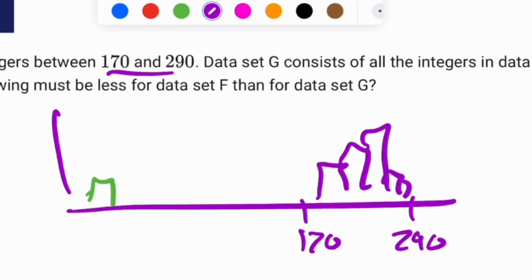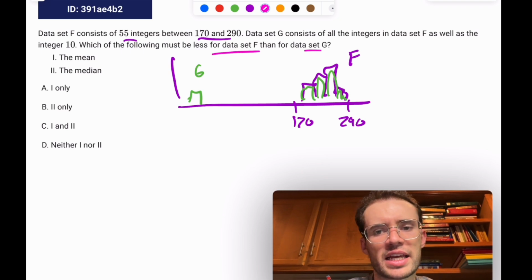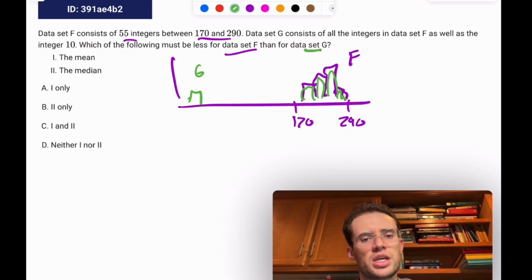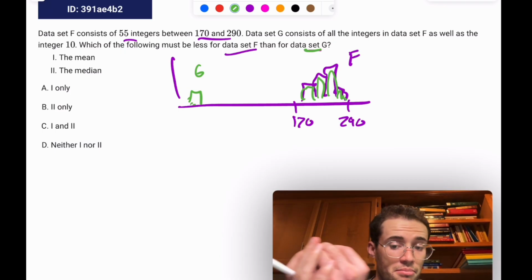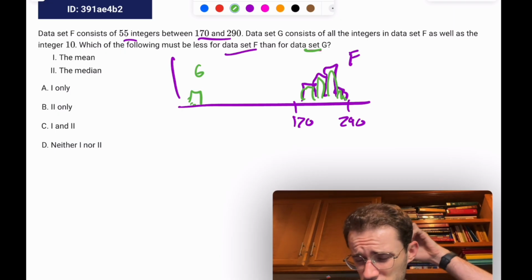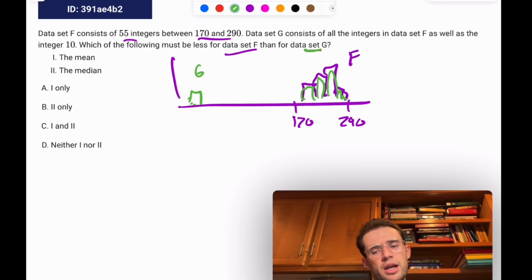So let's see, this is dataset F. And then when you add this in, G is this plus all these. Which of the following must be less for dataset F than for dataset G? So less for F than for G. Okay, well we know G is adding this outlier down here, so that's going to bring the mean significantly down. So maybe a couple of values down because it's so much lower than everything else. Now that would mean that G is lower.